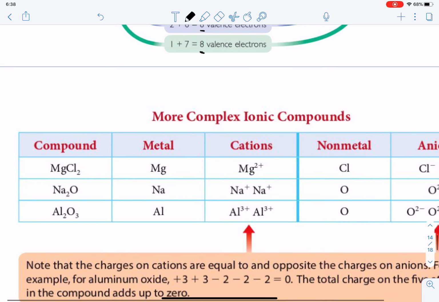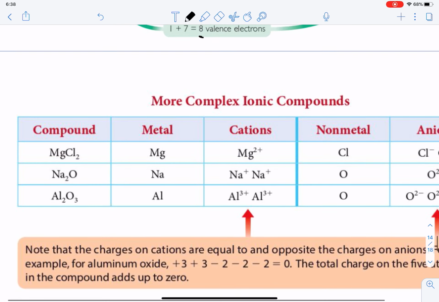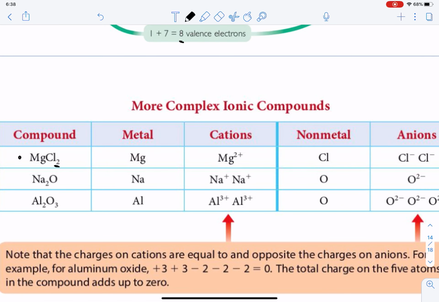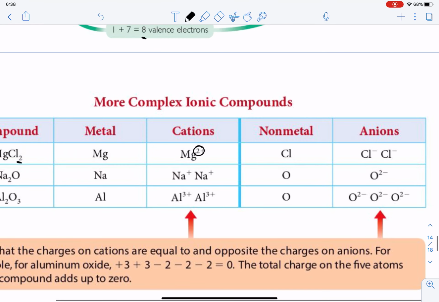So then we get to compounds that are more complex, and that is because they don't always have to be in the complementary group or the complementary valent electron number, right? If we look at the first one, magnesium chloride, we have 2 chlorine atoms here because magnesium wants to form a +2 charge because it's in the second group, and then chlorine wants to form a -1 charge because it's in the 7th column.